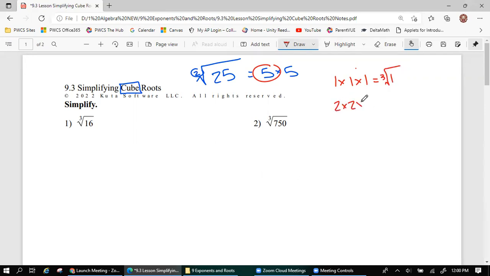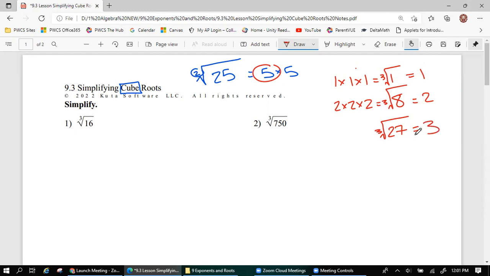2 times 2 times 2 is 8. Therefore, 8 is a perfect cube. If we take the cube root of 8, we would get 2. The cube root of 1 is 1. 3 times 3 times 3 gives us 27. That means 27 is a perfect cube. Now the cube root of 27 is 3.